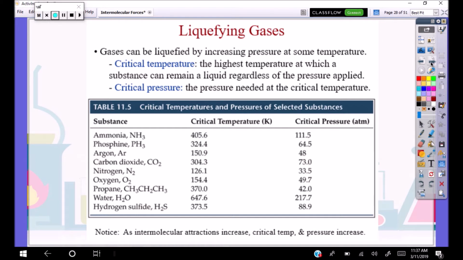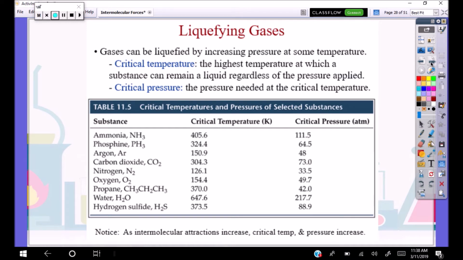Critical temperature is the highest temperature at which a substance can remain a liquid regardless of the pressure applied, and the critical pressure is the pressure needed at that critical temperature. So this is really cool. Under certain conditions, things are no longer ideal, and they start to behave like real gases where they can form these intermolecular attractions. When they form the intermolecular attractions, they can then liquefy and go back to the liquid state. So as intermolecular attractions increase, the critical temp and the pressure can also increase.